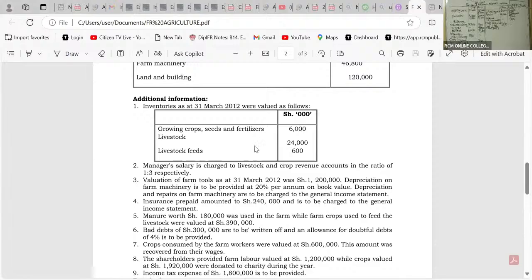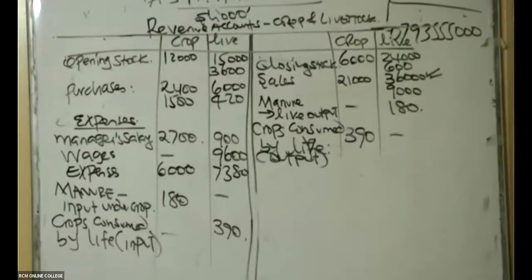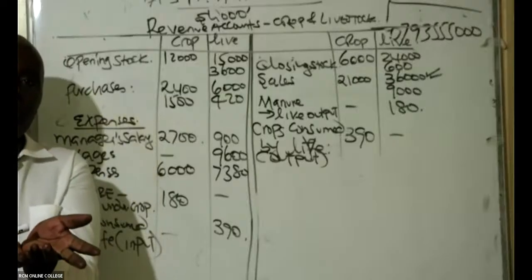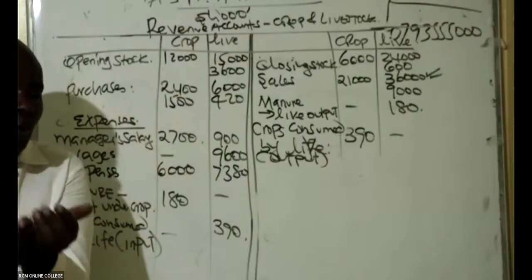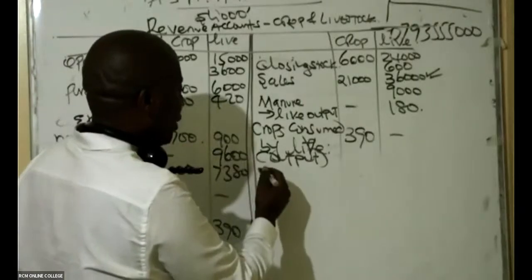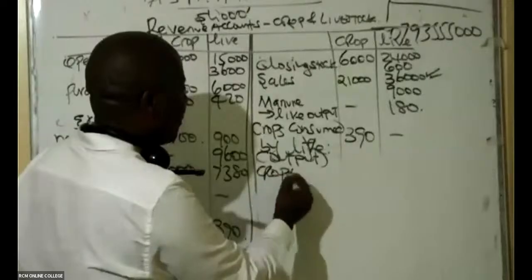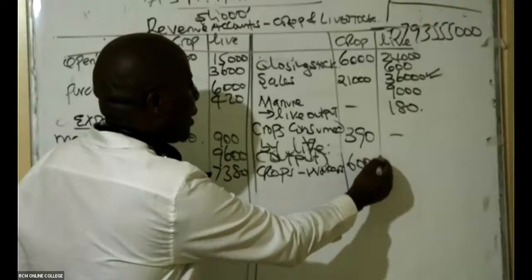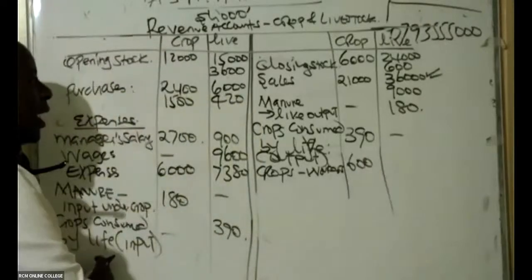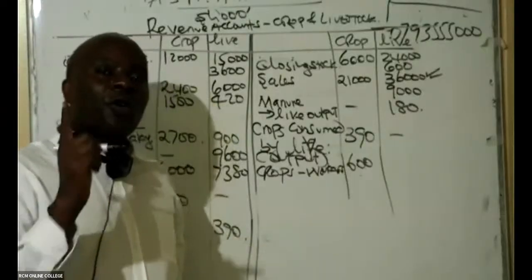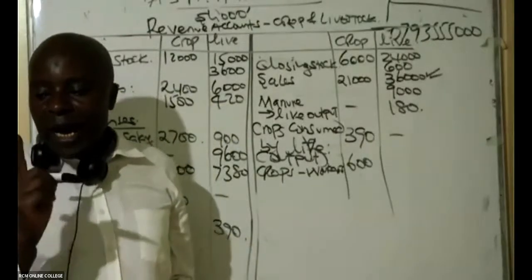What we do, there is nothing for free. What we do, ladies and gentlemen, here, these crops worth 600 were, of course, given to the workers. How do we do it? We're going to assume a sale here. So in this case here, we have crops to workers. They are worth, in this case here, 600,000. And then come to here, we are being told that these workers took these crops as part of their wages.